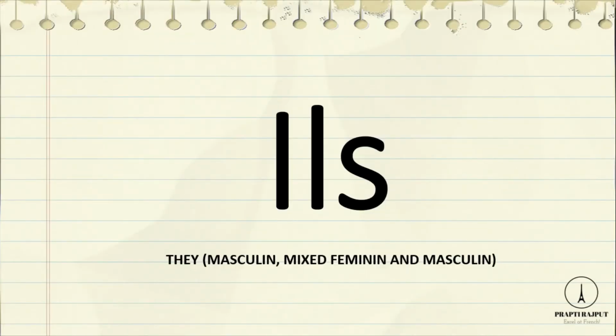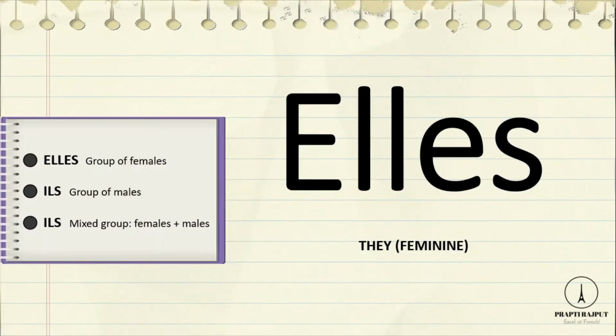Then we have ils. This means they and is used for masculine. So if you have a group of boys, a group of males, you use the word ils to address them as they. You also use this ils to address a group which consists of males and females both. And next we have elles. This means they again, and this we use to refer only to a group of girls. So if in a group there are only females, we use elles. If there is a mixed group of mixed gender, we use ils, as I told you earlier.